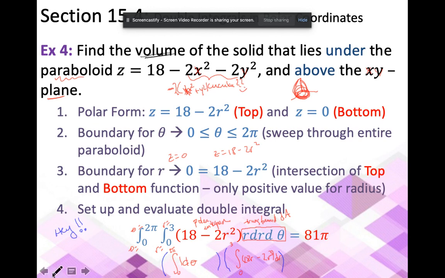And notice what happens here. There's a 1. So the first one ends up being just theta from 0 to 2 pi. So hopefully you can see that that's just going to be 2 pi times this integral, which is going to be what? 9r squared minus r to the 4th over 2 from 0 to 3.